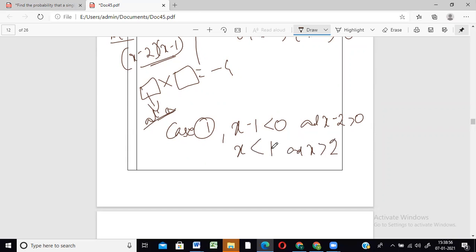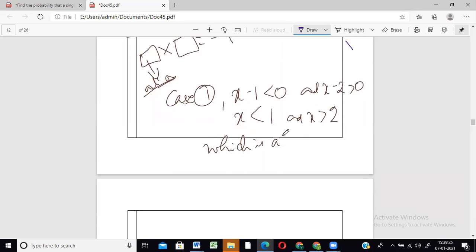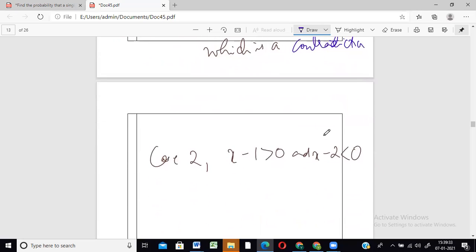Means x should be smaller than 1 and the same x should also be greater than 2. Do you have any such number? The numbers less than 1 are something like 0, minus 1 and so on. But that number should also be greater than 2. No, you don't have any number common to this, correct? This is nothing but a contradiction. When you don't have any number satisfying the given range, you call it a contradiction. Because you don't have any number that is less than 1 and greater than 2 at the same time, it's not possible.